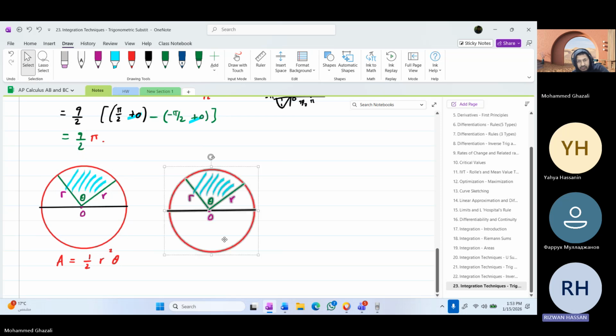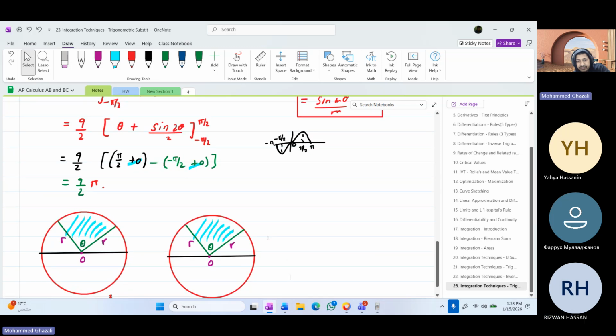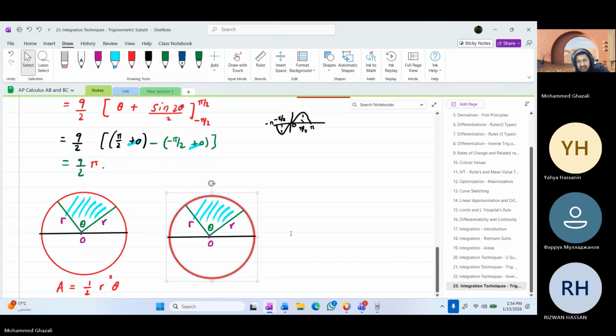Sir, before you continue, how did you get 0? If we plug in pi over 2 into sine 2 theta, 2 times pi over 2 is pi, and the sine of pi is just 0. Yes, sine of pi is 0. I drew the graph. Right, my mistake. Excellent, guys. You are learning. It's important to ask all the questions. Any doubts you have, you got to ask.